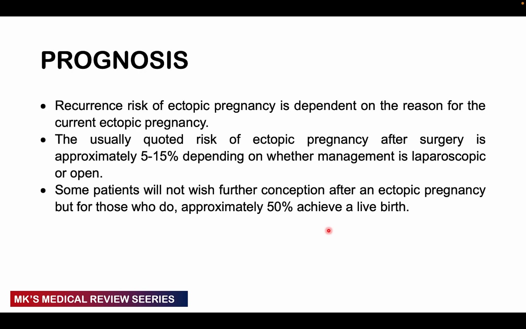The prognosis is, of course, dependent. Recurrence rates of ectopic pregnancy depend on the reason why the ectopic pregnancy was present in the first place. The risk of recurrent ectopic pregnancy after surgery is usually quoted as approximately 5 to 15%, depending on whether the management is laparoscopic or an open laparotomy. Some patients will not wish for further conception after an ectopic pregnancy, but for those that do, approximately 50% of them achieve a live birth.